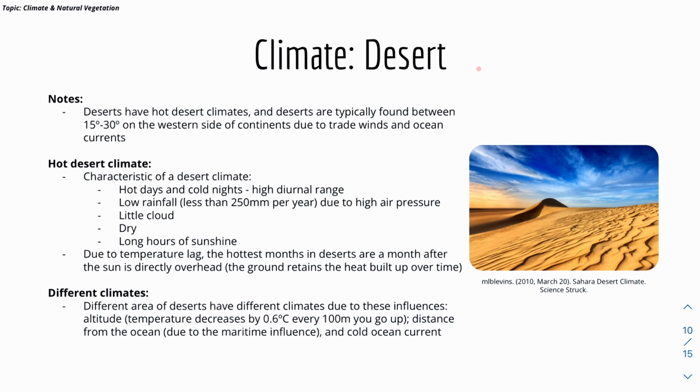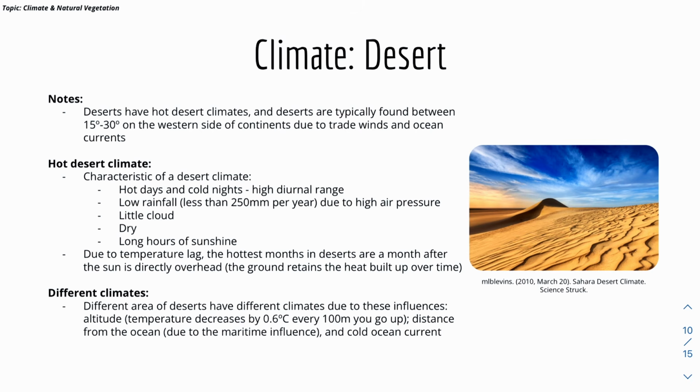Then we will move on to desert, the climate. So deserts have a hot desert climate, and they are basically found between 15 degrees to 30 degrees on the western side of continents due to trade winds and ocean currents. So it's quite interesting how deserts are formed in mostly the west side of continents.